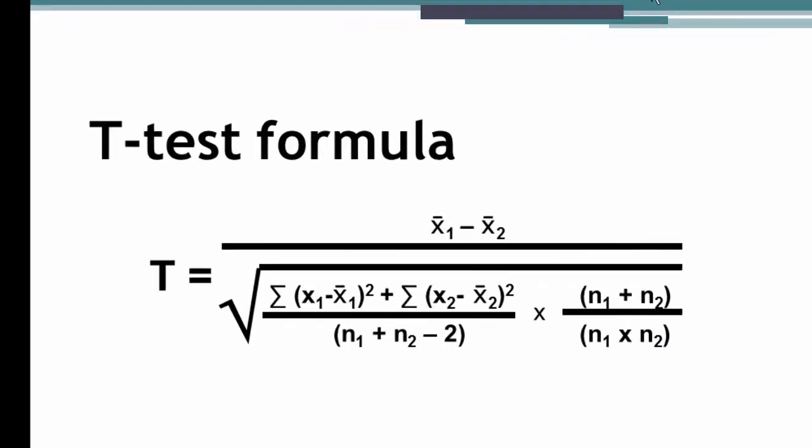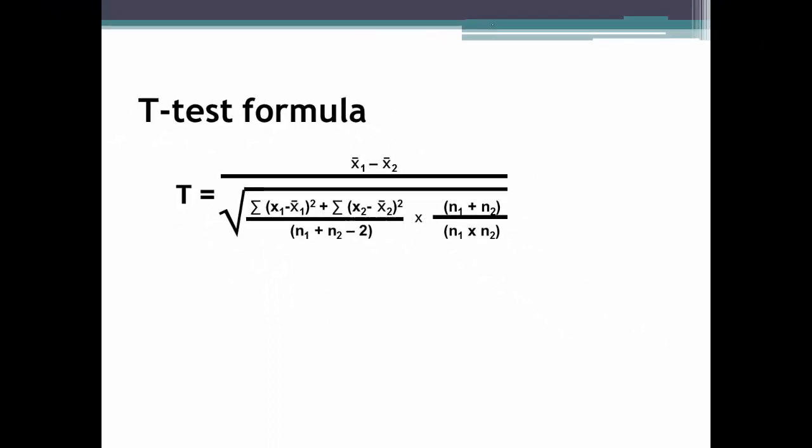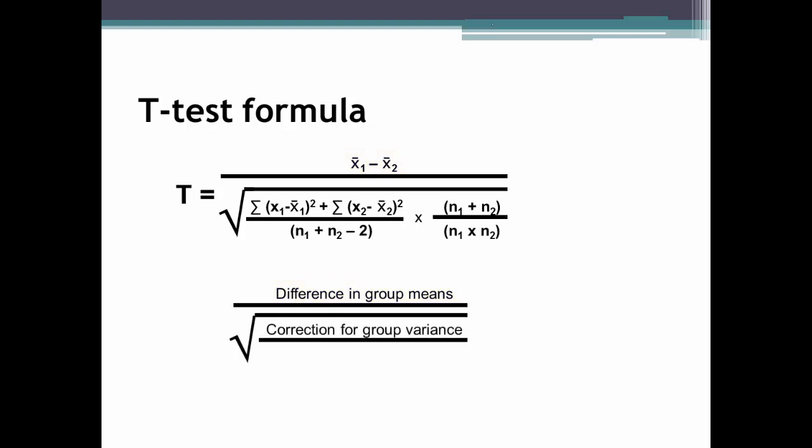Okay, don't get intimidated by this rather imposing formula. You know how to do this. You can calculate the means for each of the two groups, so the numerator is the difference between the two group means. The formula under the radical, the square root sign, isn't difficult either, starting with correcting for group variance.